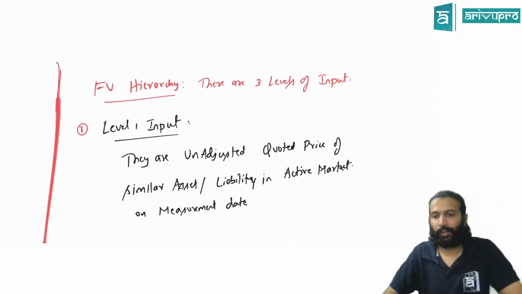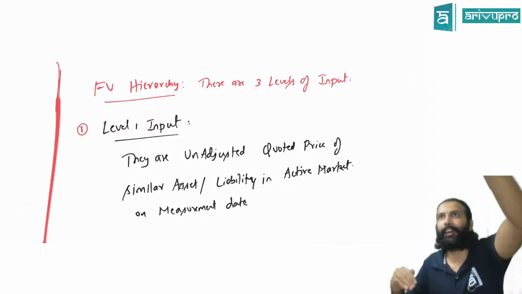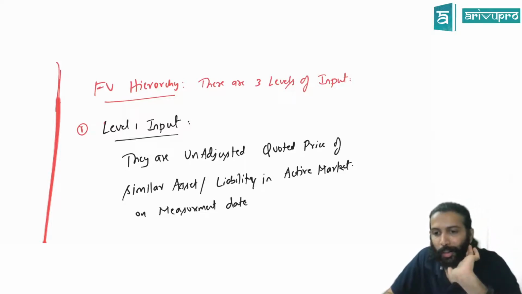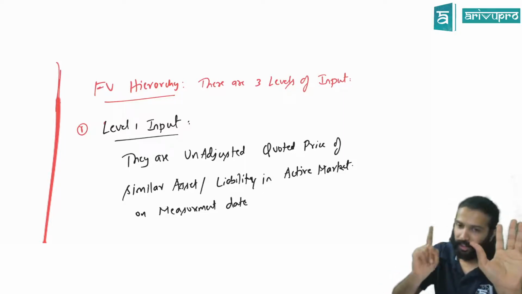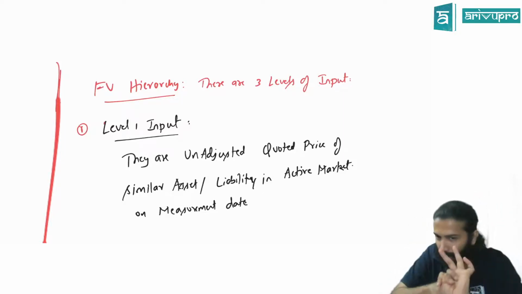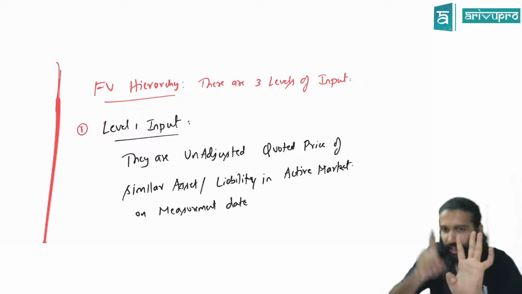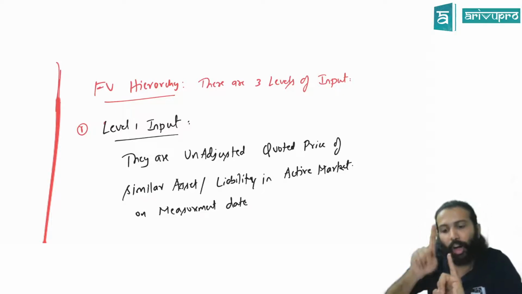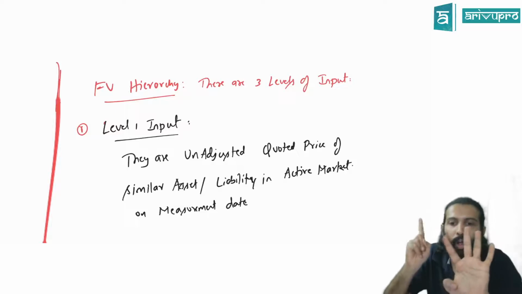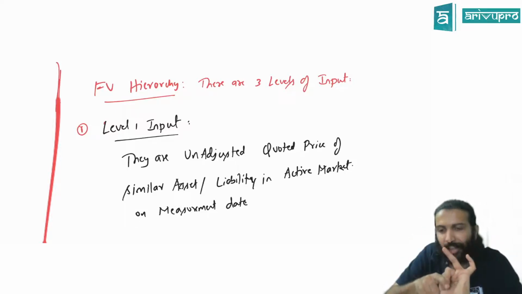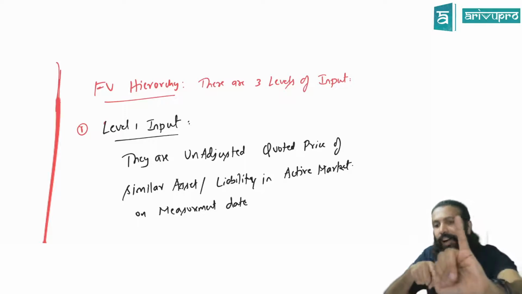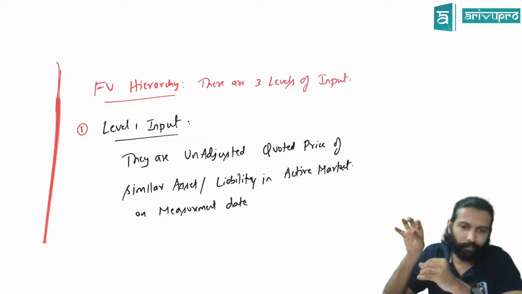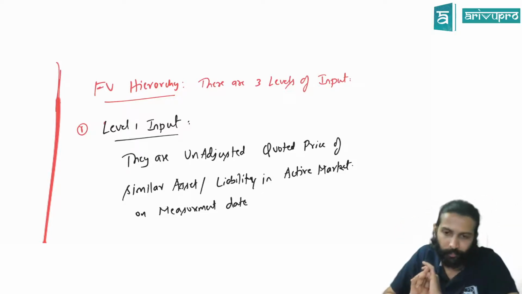Fair value hierarchy means which input are you using? Hierarchy of inputs: level 1, level 2 or level 3. So there are three levels of inputs. Level 1 means what? A few things; you have to use the exact words. Unadjusted quoted price of what? Of similar assets and liabilities. Where? In an active market. When? On the measurement date. Five things: unadjusted quoted price of similar assets and liabilities, correct, in the active market on a particular measurement date. So if you are taking the quoted market price as it is without any adjustments, then we say you are using level 1 inputs. Got it?